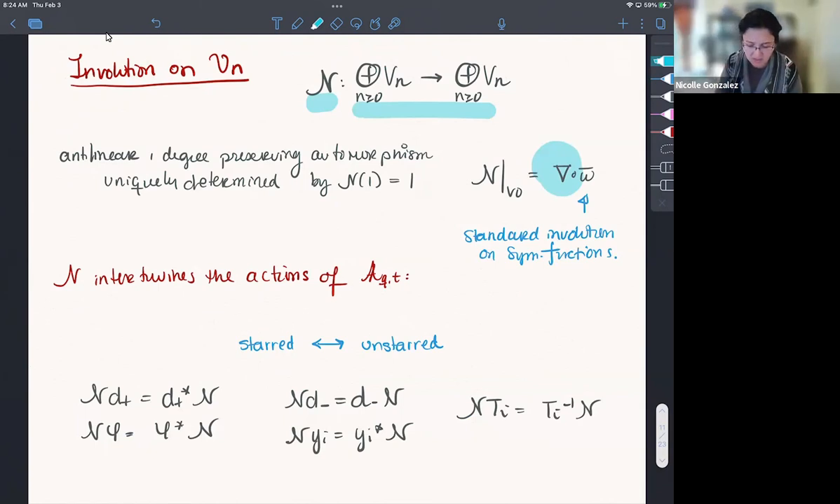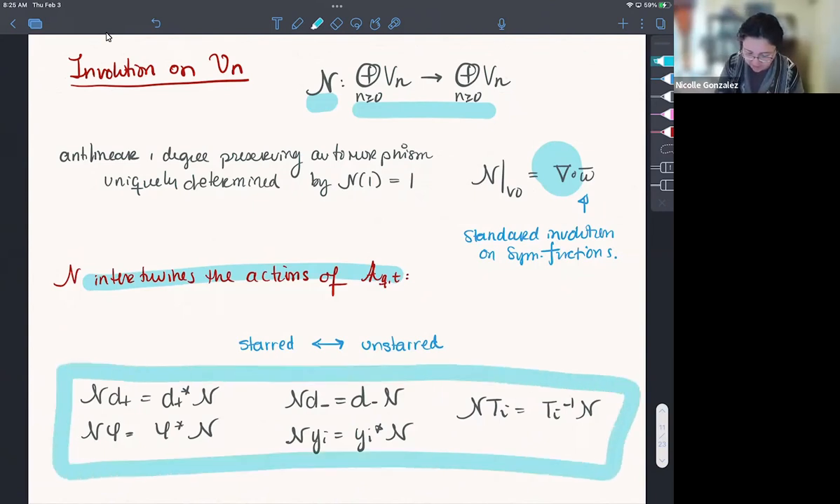But what's interesting about it is that not only does it recover nabla, it also intertwines the actions of AQT. And this is what I was trying to get at earlier, where I said there's a symmetry between the starred and the unstarred operators that are showing up. The reason is that the involution N is really conjugating one of the actions to get the other. And we see that exactly here in these relations that tell us how to go from half of the algebra to the other half: just by conjugating by N. So this is also a crucial part of the story.